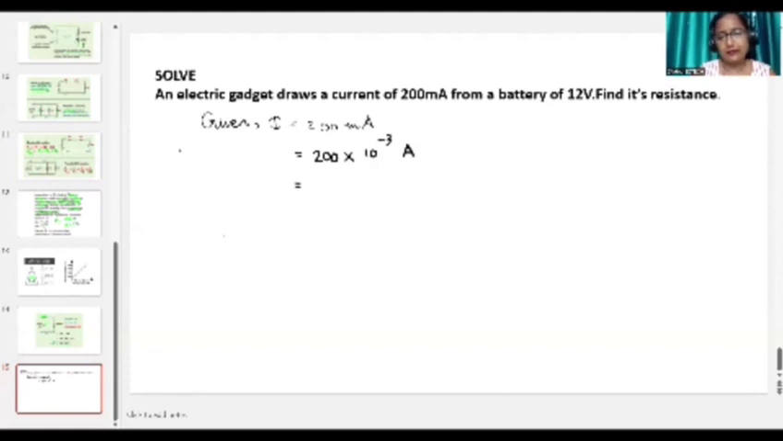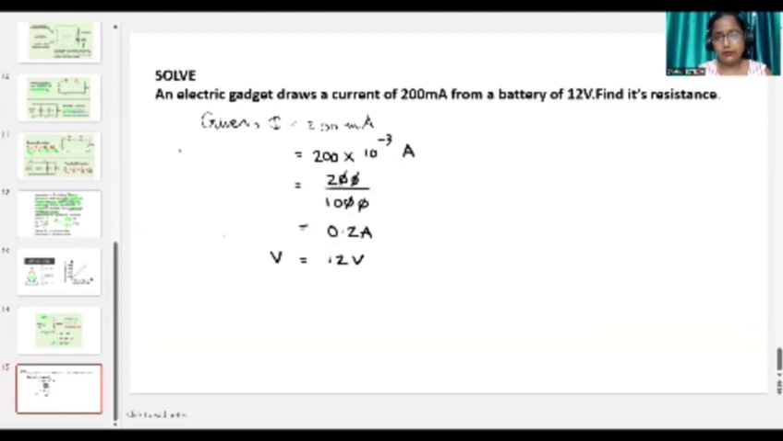So what do we get? 200 divided by how many zeros? 3. 1, 2, and 3. The zeros cancel. So what do we get? 0.2 ampere. Okay. And what is the voltage? The value of voltage is given. It's equal to 12 volt.